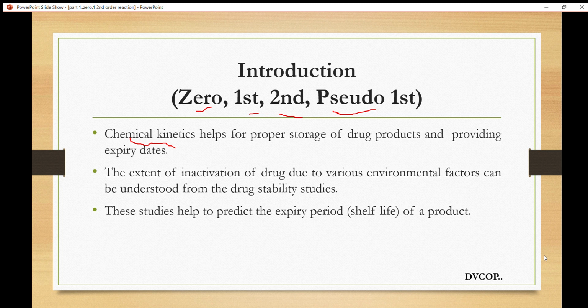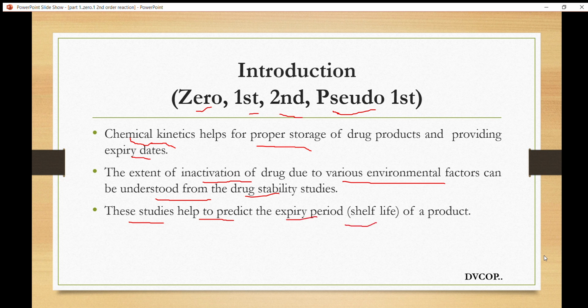By using this chemical kinetics, we can determine the expiry date, and it also provides the proper storage condition for a pharmaceutical product. The extent of inactivation of a drug due to various environmental factors can be understood from drug stability testing. These studies help to predict the expiry date, that is the shelf life of a product.